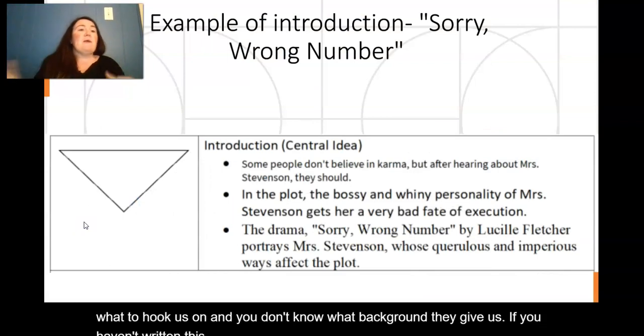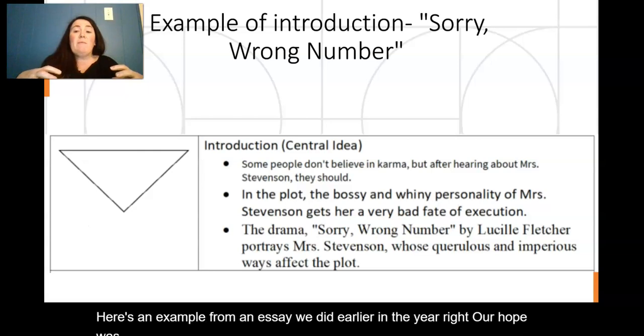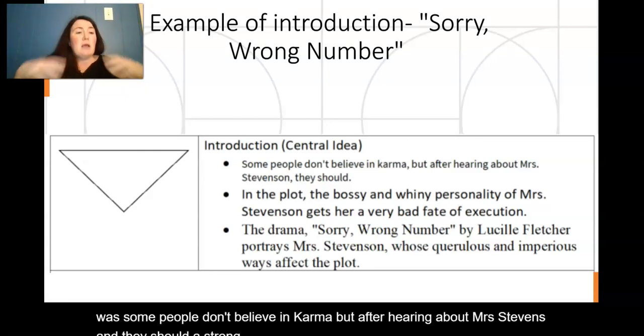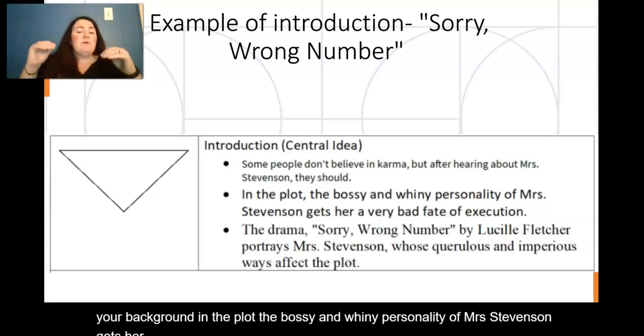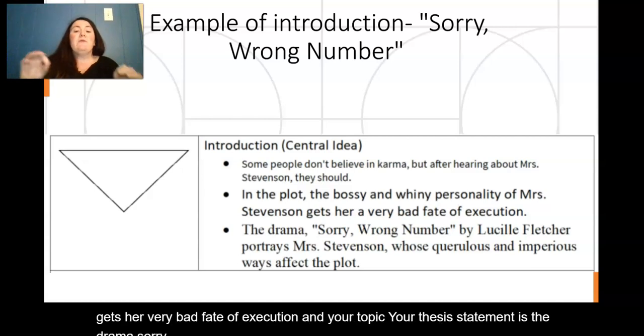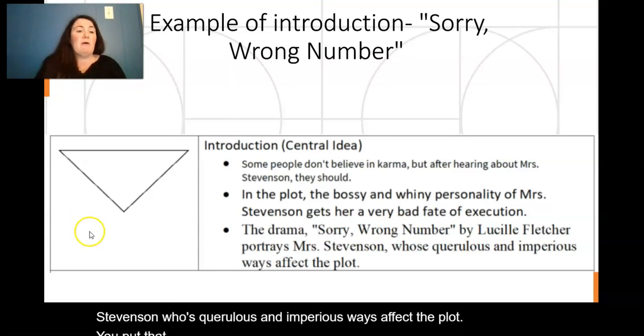So here's an example from an essay we did earlier in the year, right? Our hook was some people don't believe in karma, but after hearing about Mrs. Stevenson, they should. A strong statement about karma intrigues the reader a little bit. Then your background in the plot, the bossy and whiny personality of Mrs. Stevenson gets her a very bad fate of execution. And your thesis statement is the drama Sorry, Wrong Number by Lucille Fletcher portrays Mrs. Stevenson, whose querulous and imperious ways affect the plot. You put that together into a nice paragraph.